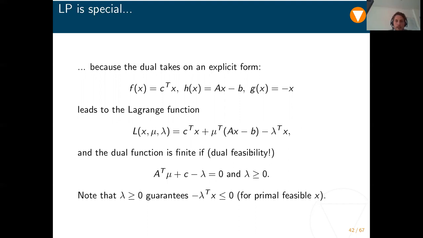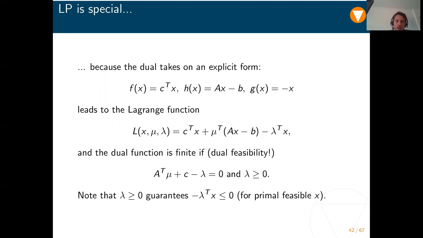But if you want to analyze when this actually leads to the dual function g, which is not minus infinity, then you end up exactly with these conditions. So one of the reasons LP is special is that you have an explicit form of duality.